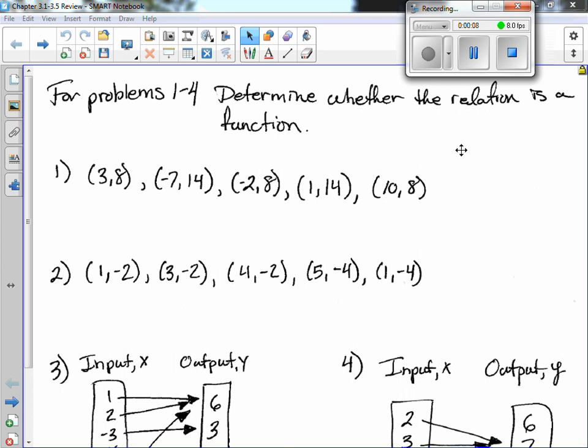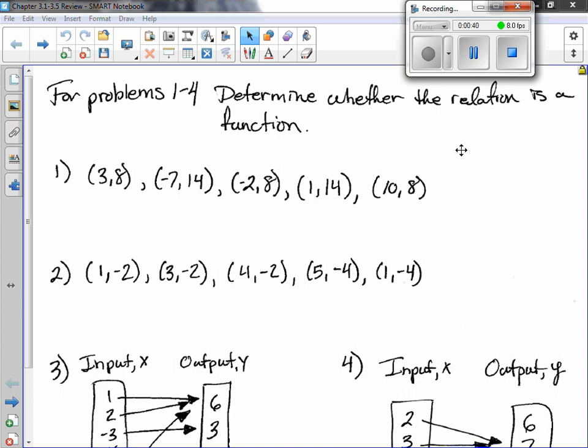Now, when we look at the first page, it asks us to determine whether the relation is a function. We know it's a function if we have one x value going to a y value. We cannot have one x going to two y's, because if we have one x value going to two y's, it is not a function. But can two x values go to one y value?